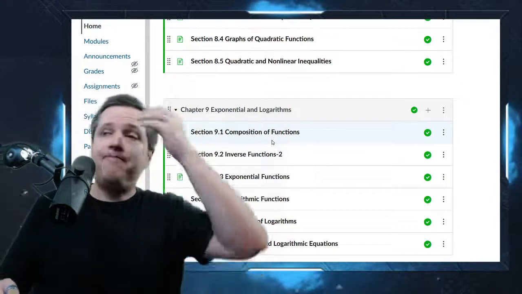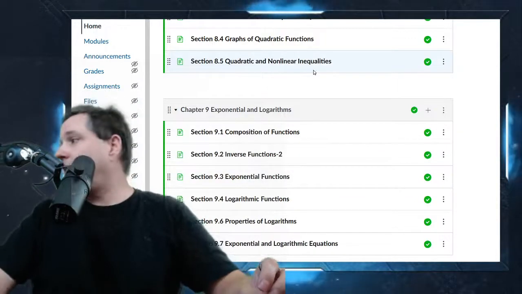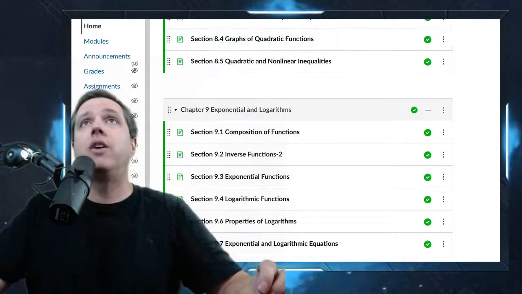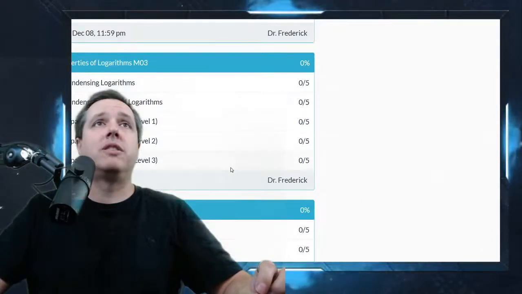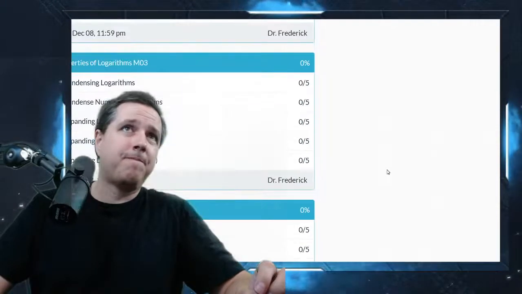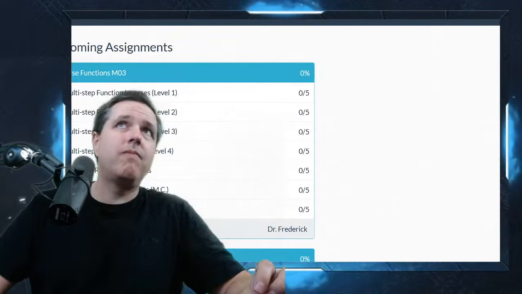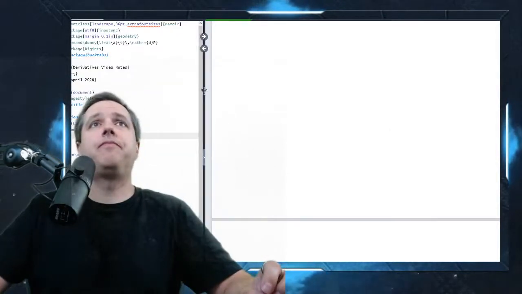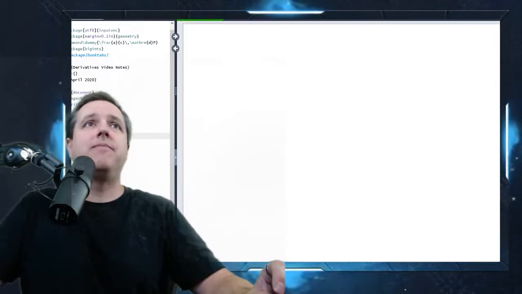Okay, that said, let's get into composition of functions. And feel free to ask questions along the way when we're doing stuff. Okay, composition of functions, and then we'll get into inverses. Okay. What is function composition? What does that mean when I say that?